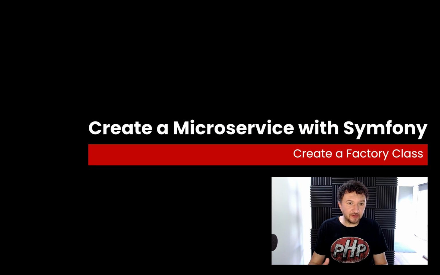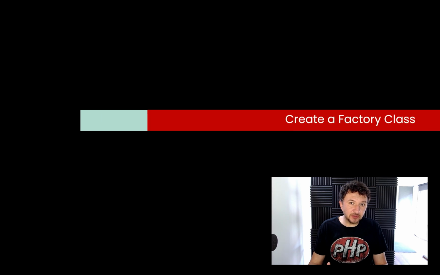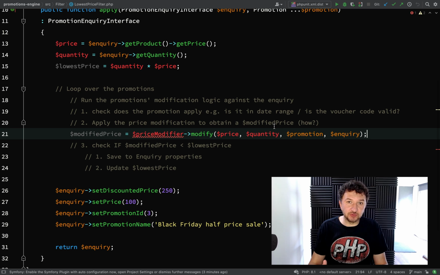Now that we've created three price modifiers, we need to figure out how we're going to get them into our lowest price filter. And so what we're going to do is create a factory class which will do the work for us.